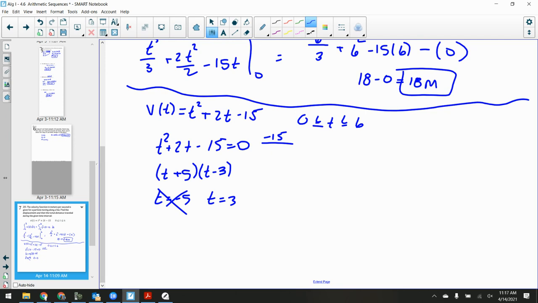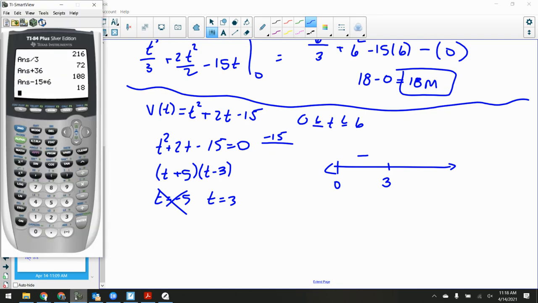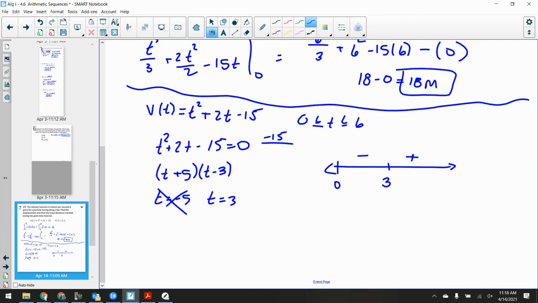Is 3 within that range? Yeah. So that's going to be our issue here. Let's figure out, where is my velocity negative? On the left side or on the right side of 3? Well, if I plug in 0, obviously it's going to give me a negative number. So anything from 0 to 3 is going to be negative. What's anything beyond 3? Well, let's plug in 5. 5 squared plus 2 times 5 minus 15 is a positive number, right? So we know to the left of 3 is negative, to the right of 3 is positive.